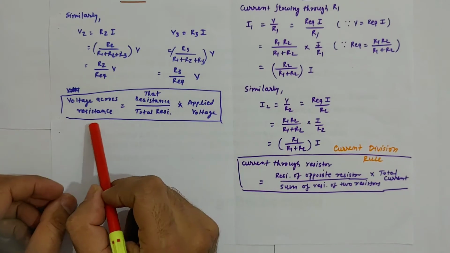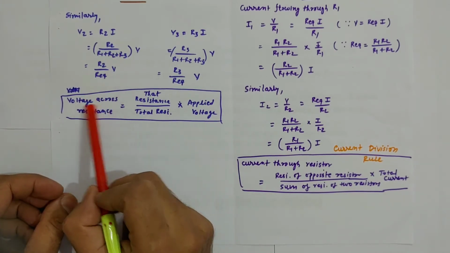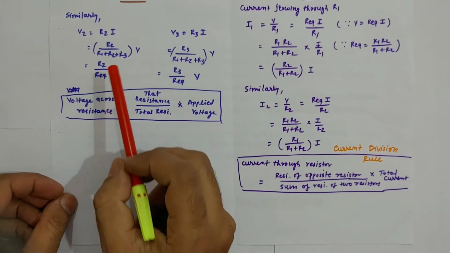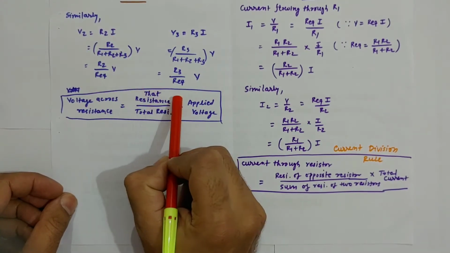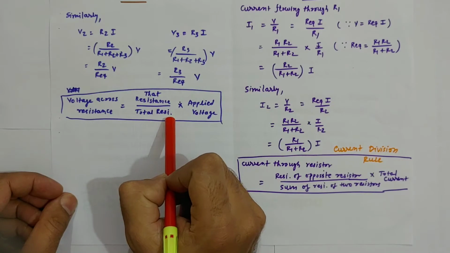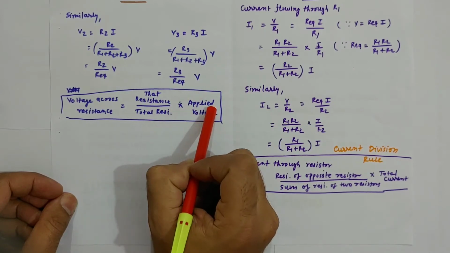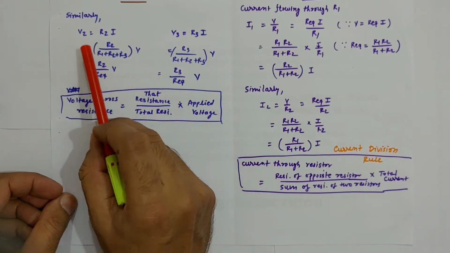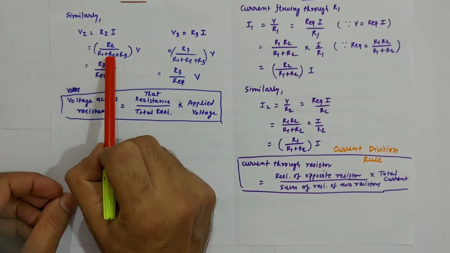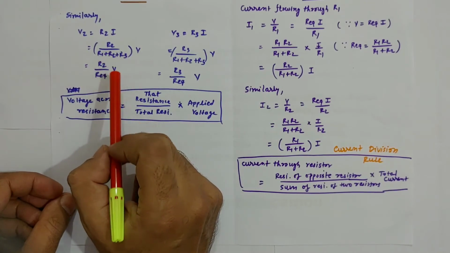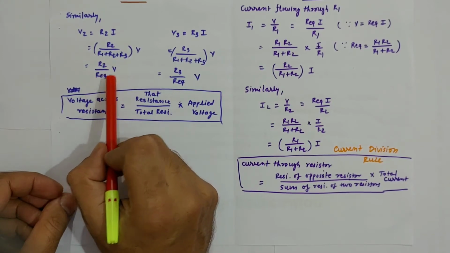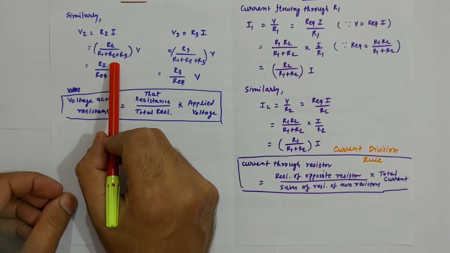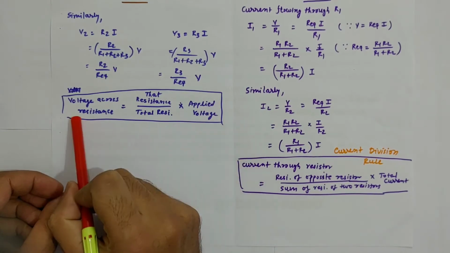So we can write this voltage across resistance. For any resistance, the voltage would be that resistance divided by total resistance multiplied by applied voltage. If the voltage across R2 we want to find, then that resistor divided by total resistor multiplied by applied voltage. This equation is for the series connection.